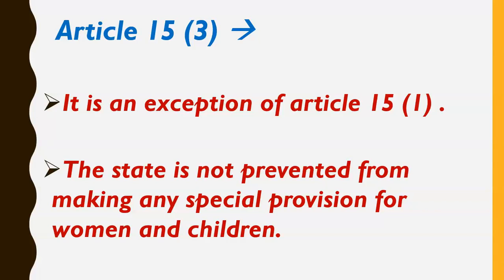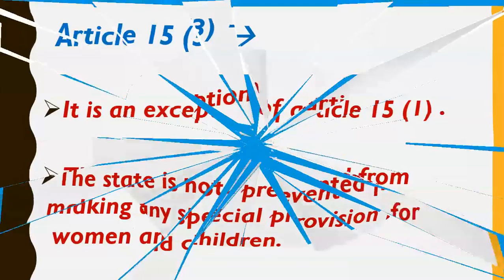Now why is this provision included in the fundamental rights? So friends, we all know that children and women are prone to atrocities from very ancient time. Women are weak as well as children are weak, and our society is a male dominating society. So women and children are prone to atrocities from the ancient time. So this article empowers the government to make special laws, to make special provisions for the protection, for the welfare of women and for the welfare of children. Now friends, let's move further.